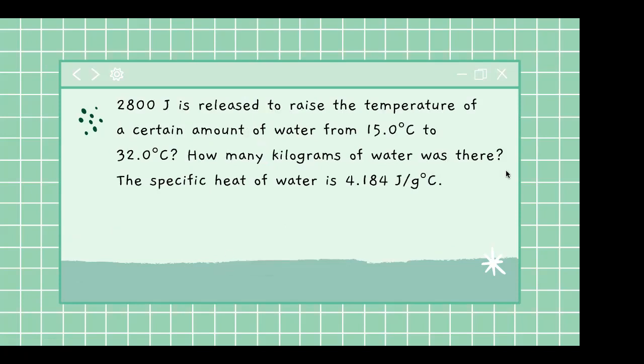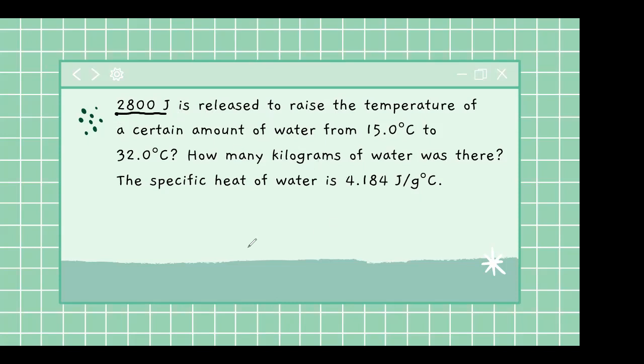This one is a different version of the specific heat problem that can possibly be on the exam. So 2,800 joules is released to raise the temperature of a certain amount of water from 15 degrees Celsius to 32 degrees Celsius. How many kilograms of water was there? And the specific heat of water is again given. And if I'm going a little bit too fast, just let me know. But yeah, this one's a little bit different. We're solving for something else, right? Because it had already said that 2,800 joules is released.